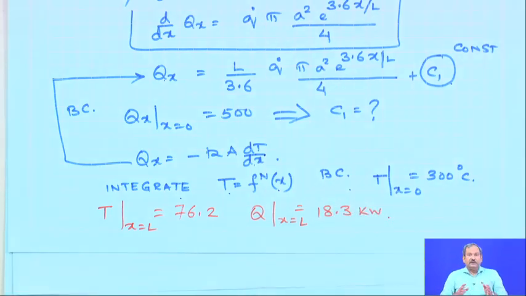So, this is a nice example to show that it's always better to start from first principles. Write the conservation equation, derive the temperature distribution or heat flux distribution, identify the appropriate boundary conditions, solve for the integration constants, and arrive at the desired value of either the temperature or the heat flux.